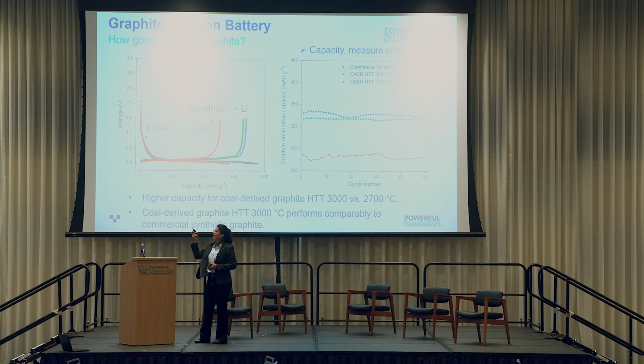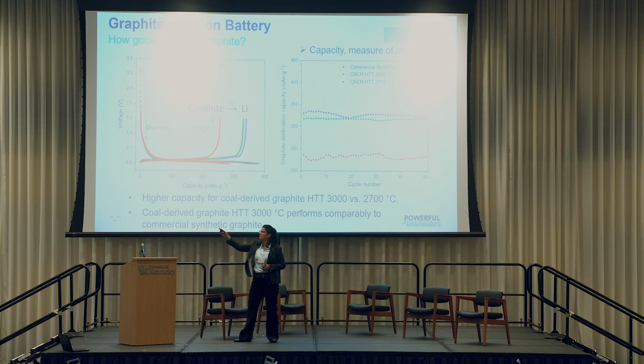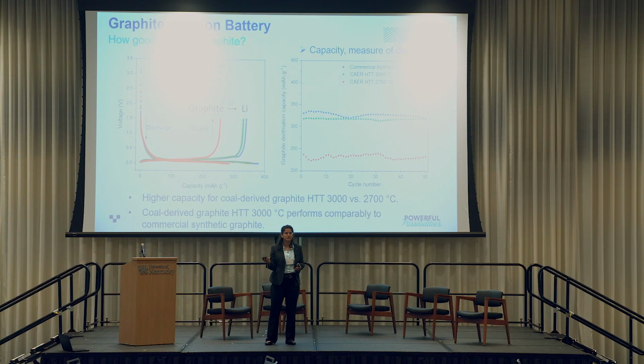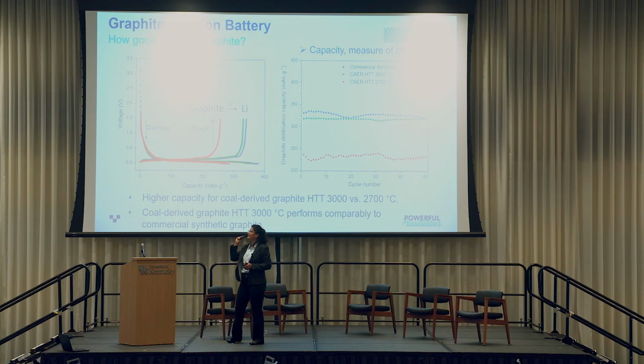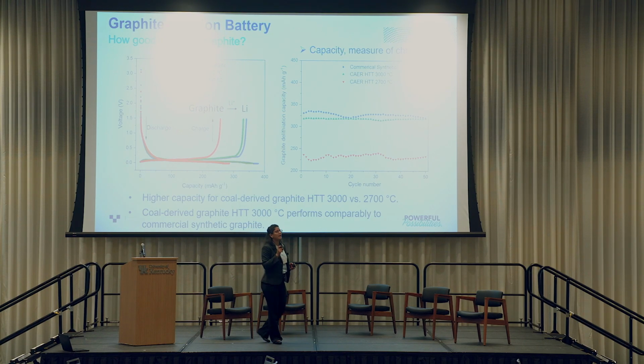And on the right, I'm showing the cycle life, which means how many times can you cycle your battery, how many times can you charge and discharge before your battery dies. So in this case, I cycled the cells for 50 cycles, and you can clearly see that the green line, which is CaER heat-treated graphite to 3000 degrees Celsius, is as good as the commercial graphite.